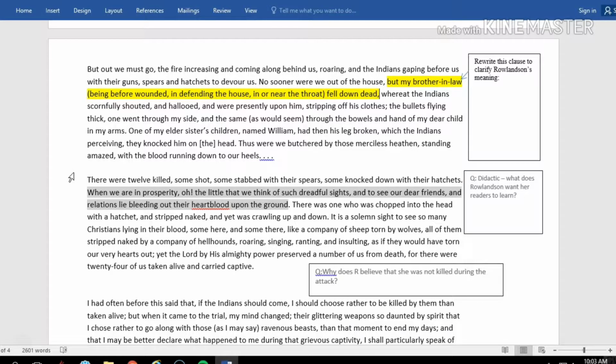Now, yes, this is kind of a difficult paragraph to read. You can see where the inversion caught me as I was reading it to you. The question over here refers to didactic. What does Rowlandson want her readers to learn? And then the other question, why does Rowlandson believe that she was not killed during the attack? So make sure you understand the definition of didactic. If you need to look it up, look it up. Here is a clue as to what we are looking for in this particular question. Make sure you're writing your answers on a separate sheet of paper. Obviously, there is not enough room to answer all your questions in such small spaces.